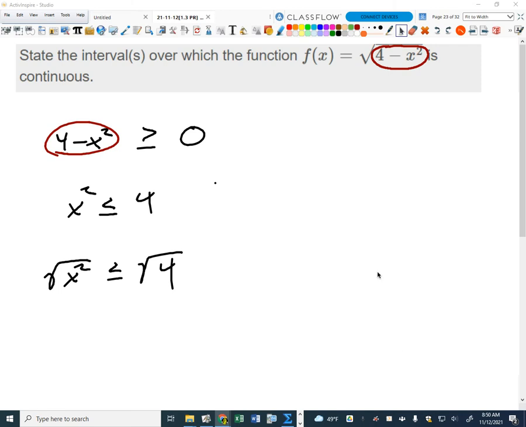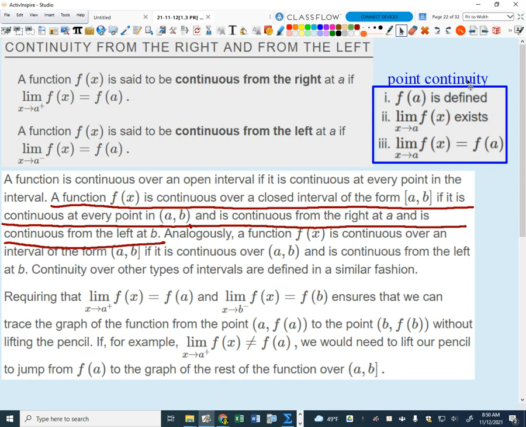So we left off, right? We were talking about continuity on intervals, right? And all we really said is continuity on intervals is really no big deal. We know how to define point continuity.